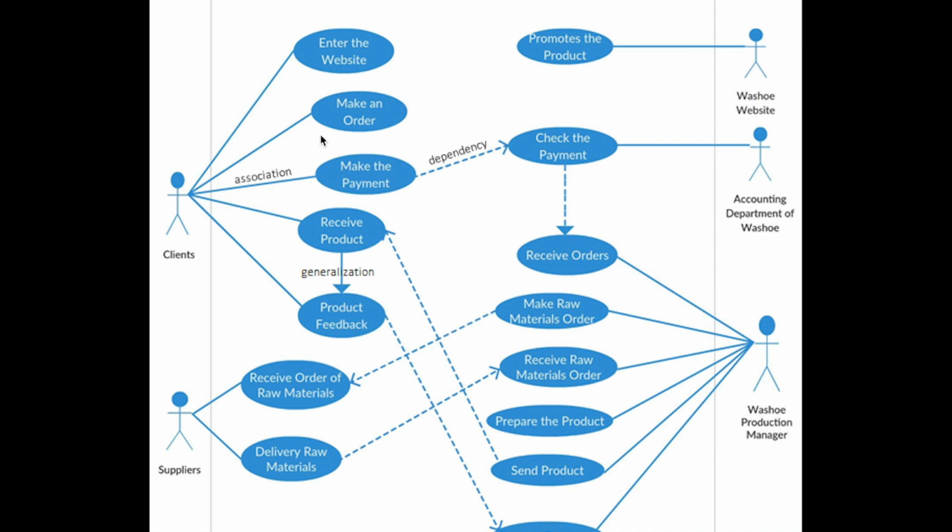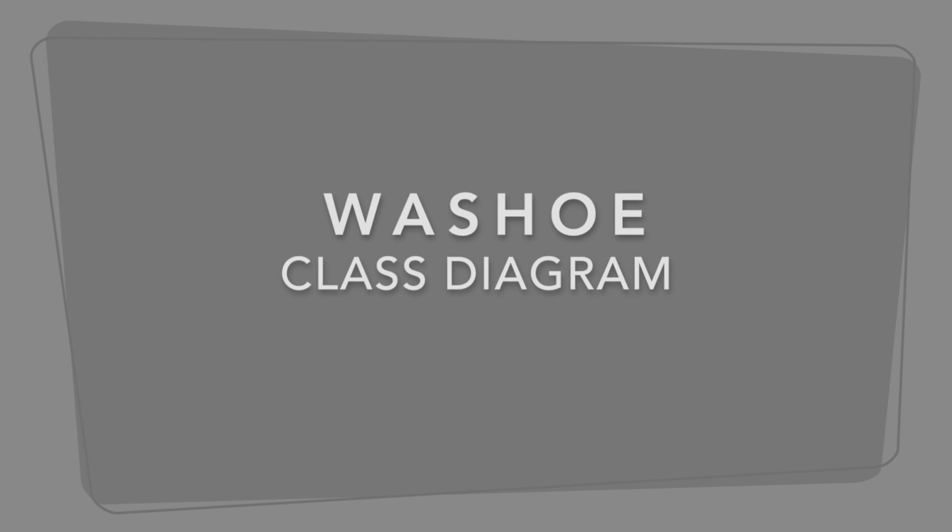The generalization defines a relationship between two actors or two use cases where one use case inherits and adds to or overrides the properties of the other. For instance, the received product and product feedback. We cannot do a product feedback without having received the product. So this is a generalization.